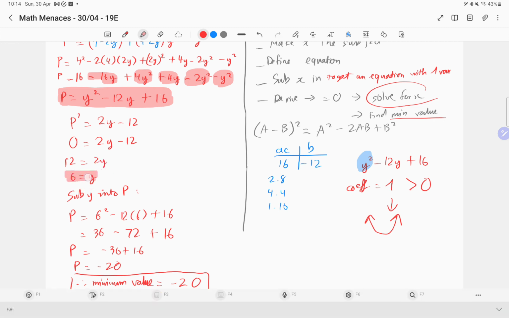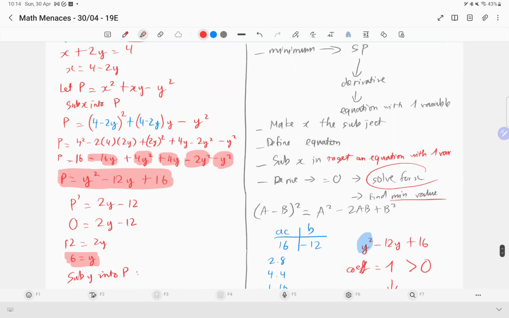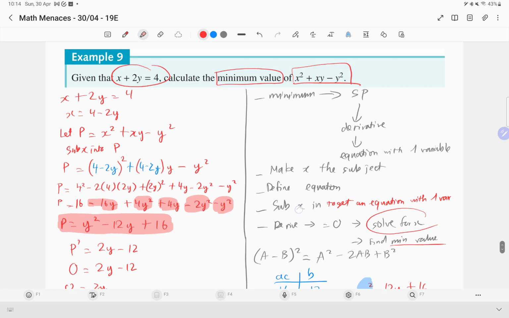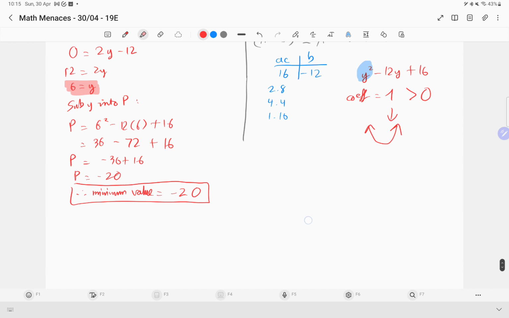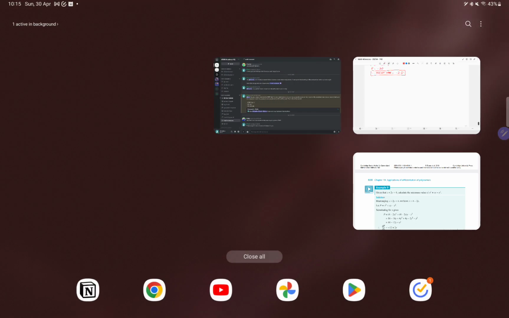But if you have an equation that only has y in it, just sub into the equation that only has y, so you don't need to worry about x. You can find x, you already have a formula, 4 minus 2y, so 2 times 6 is 12, 4 minus 12 is negative 8. So if you sub x equals negative 8 and y equals 6, you also should get the same minimum answer. But we're not going to do that. So this is the idea of finding minimum value.